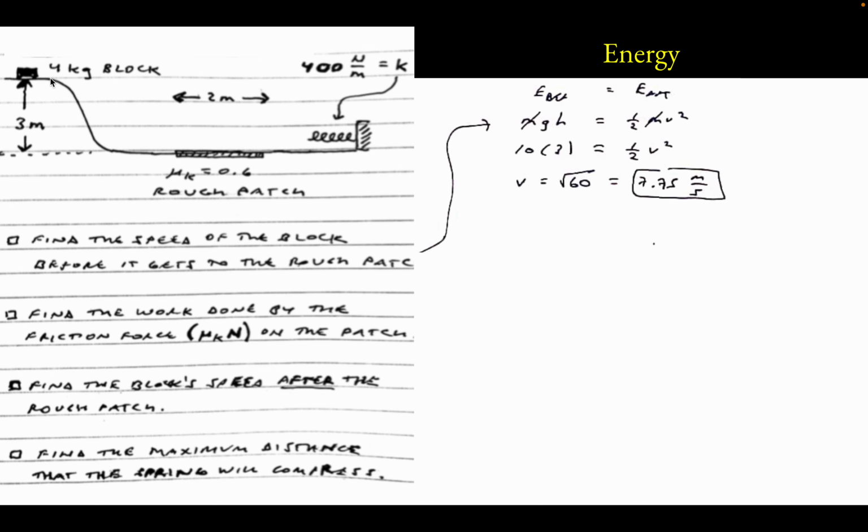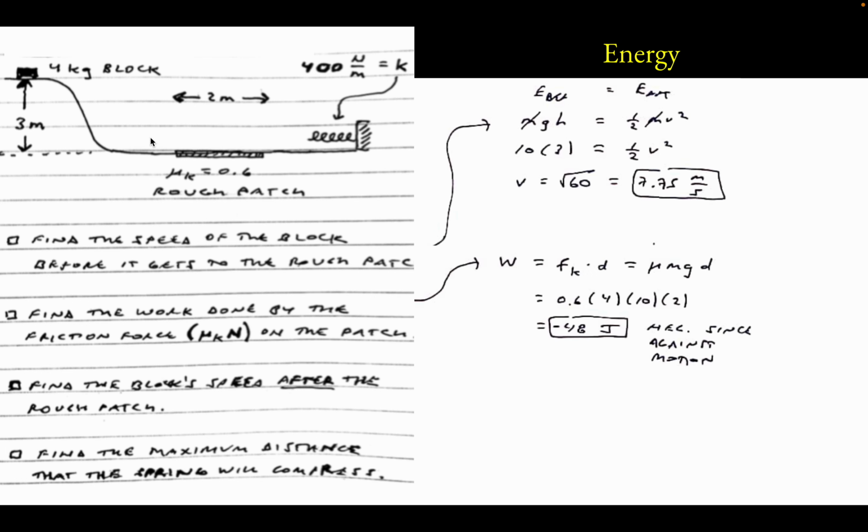So we'd be starting at 0 meters per second, and then getting up to 7.75 meters per second before the rough patch. Now on the rough patch, friction is going to act on it as it slides across, and work done by friction is going to be friction force times distance. Well, friction force would be the coefficient of kinetic friction times normal force, which would just be mg in this case. And so what you would learn here is that 48 joules of work would be done by friction against the object, I guess, negative work of 48 joules.